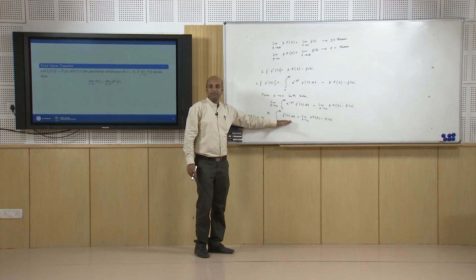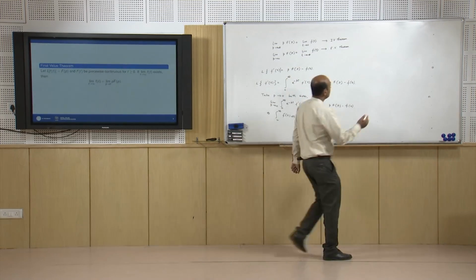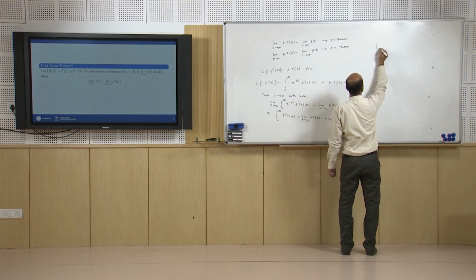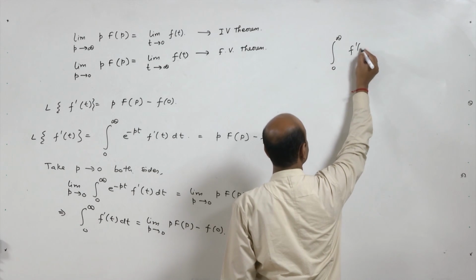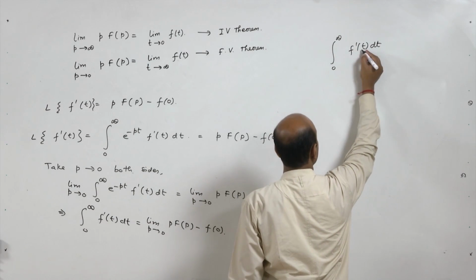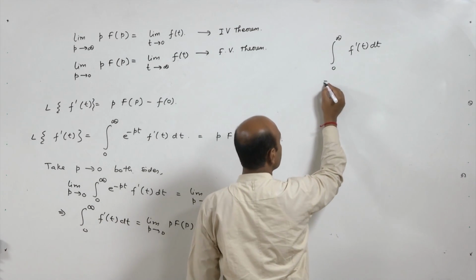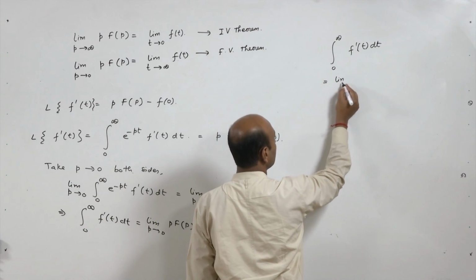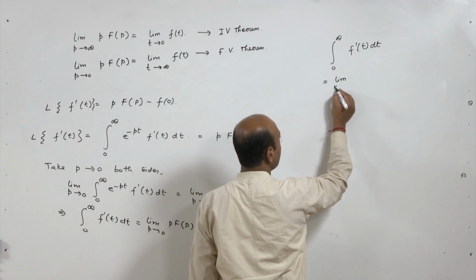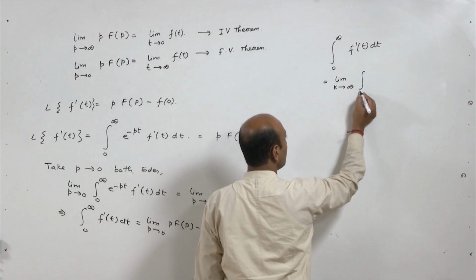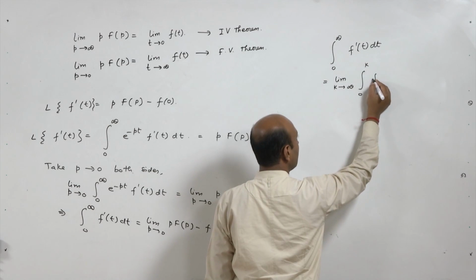Now let us see the left hand side. What is the left hand side? The left hand side is the integral 0 to infinity f dash t dt. So what this expression is, basically, is limit k tending to infinity of the integral 0 to k of f dash t dt.